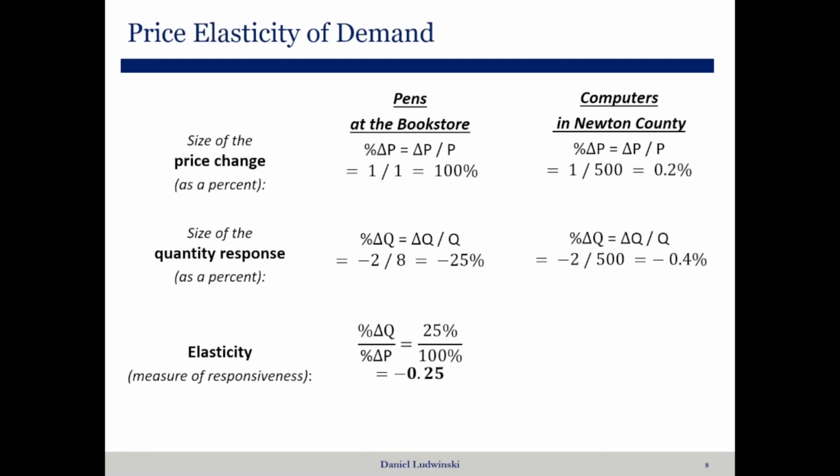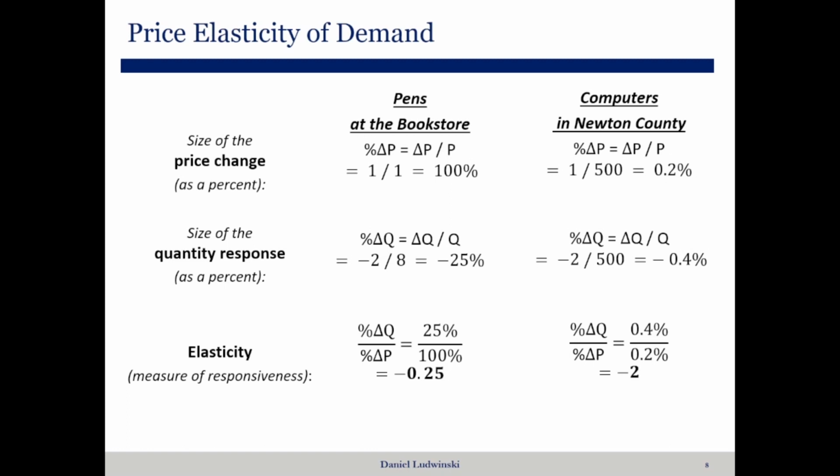So let's look at that same measure, elasticity, for computers in Newton County. Here the percent change in quantity was 0.4%, and the percent change in price was 0.2%. So our elasticity here is -2. And we can see what this is actually telling us is that in terms of responsiveness, the computers in Newton County were actually more responsive to the change in price than the pens.